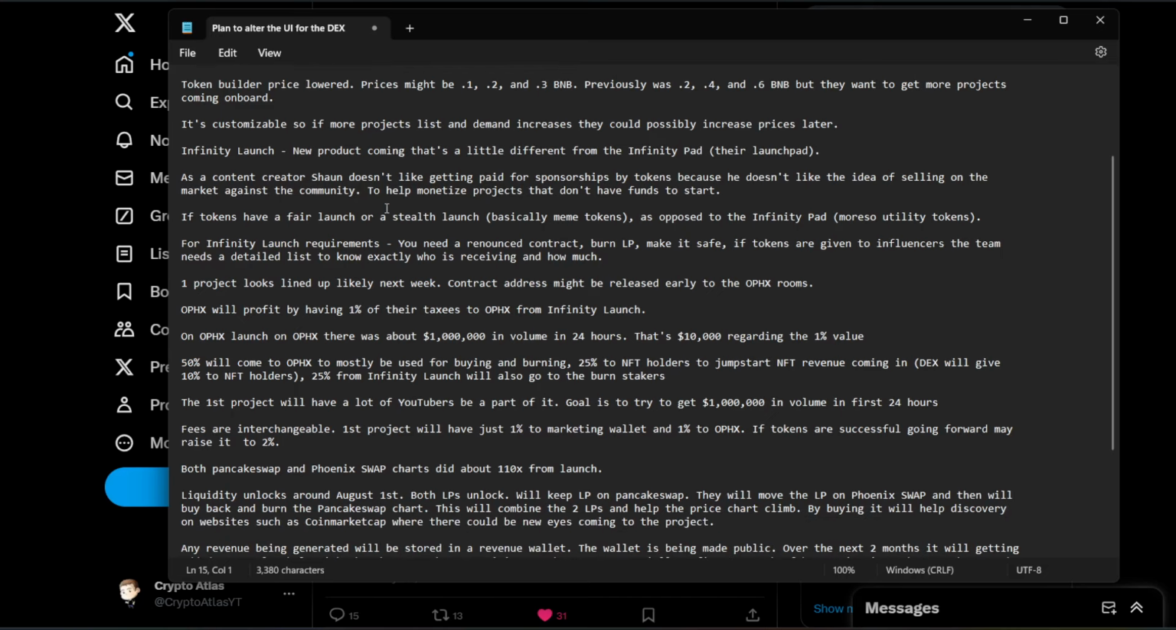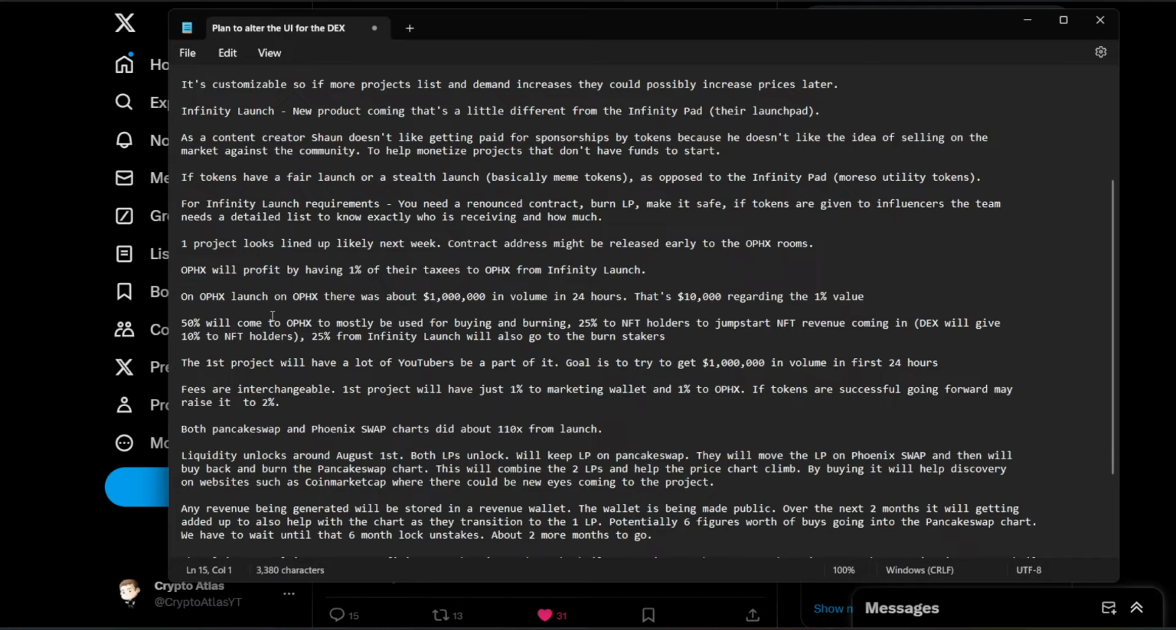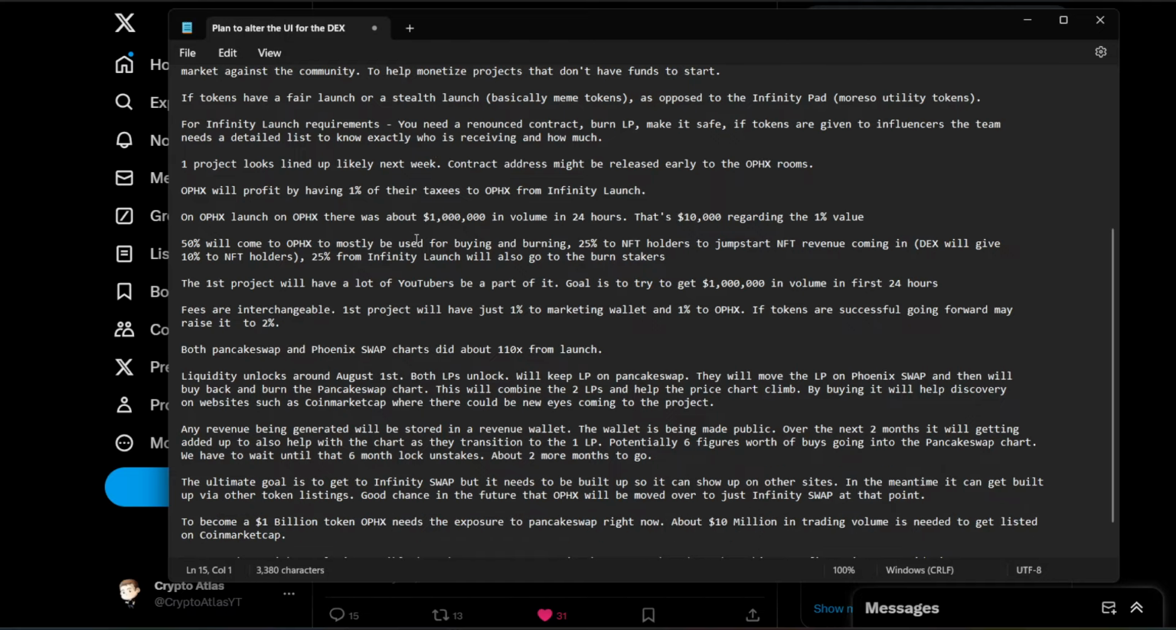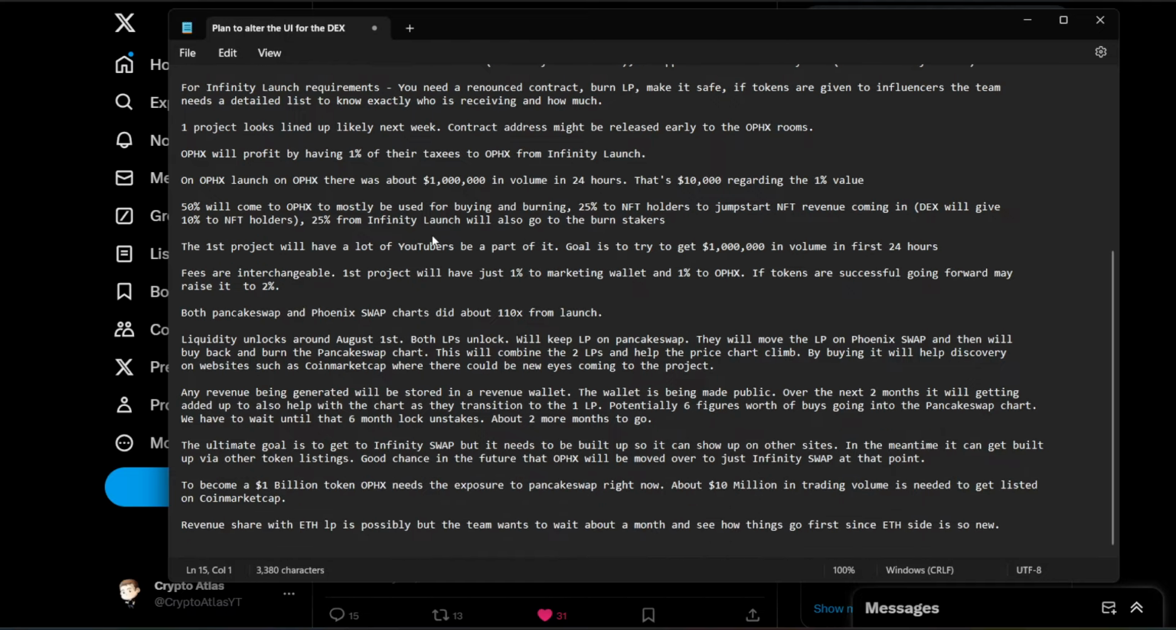So, if tokens have a fair launch or a stealth launch, basically meme tokens, then you would be looking at the Infinity Launch. As opposed to the Infinity Pad, more so that one you're looking at utility tokens. So for the Infinity Launch requirements, you need to have a renounced contract, burn the LP, make it safe. If tokens are given to influencers, the team needs a detailed list to know exactly who is receiving and how much. One project looks lined up likely next week.